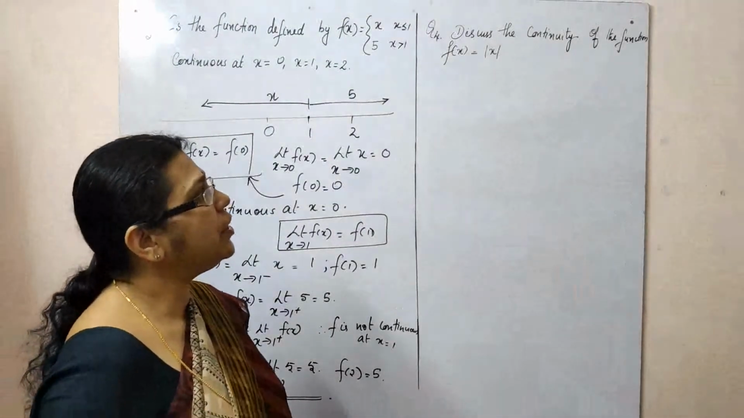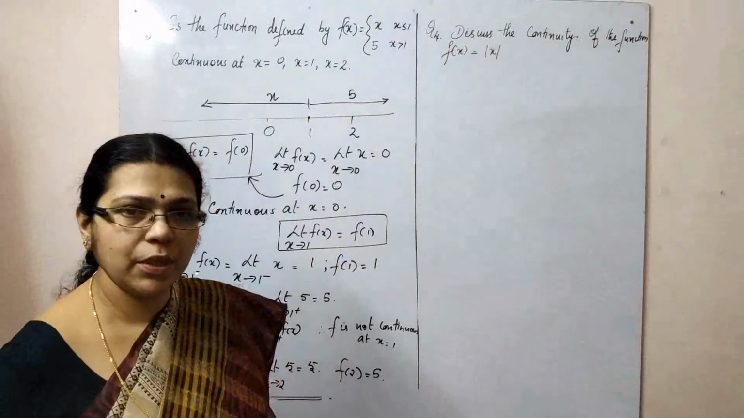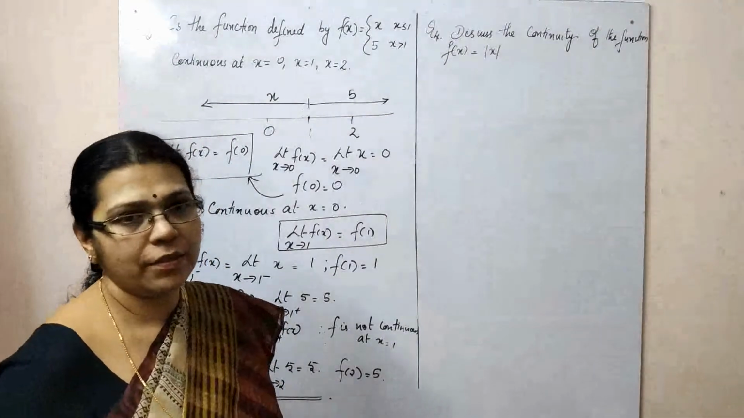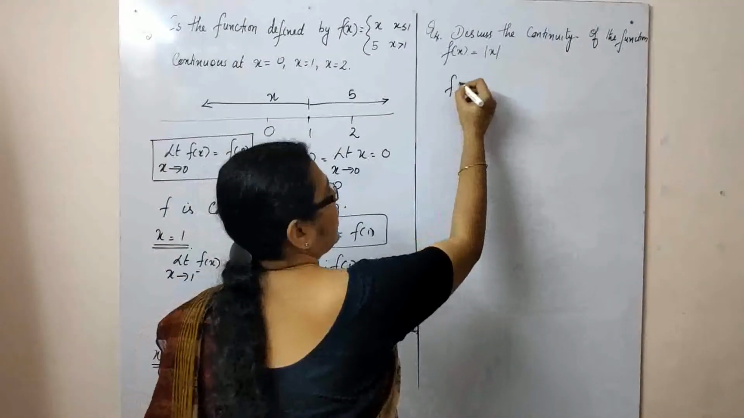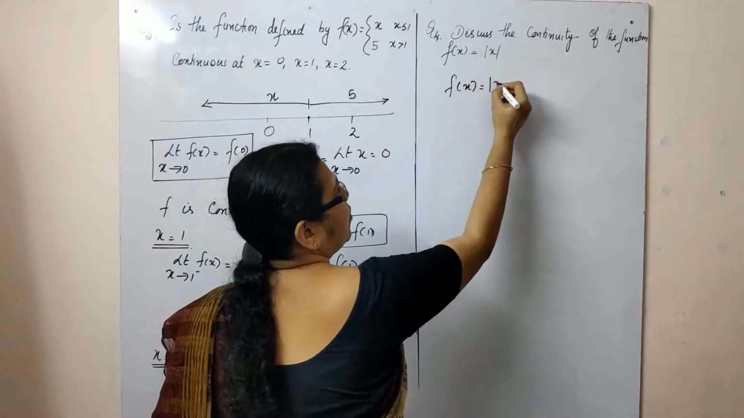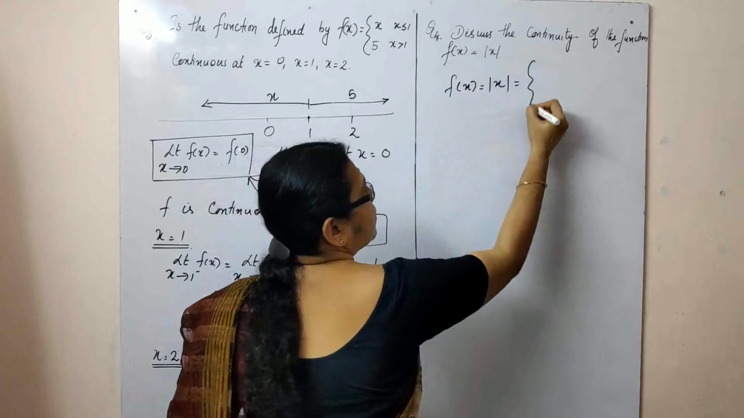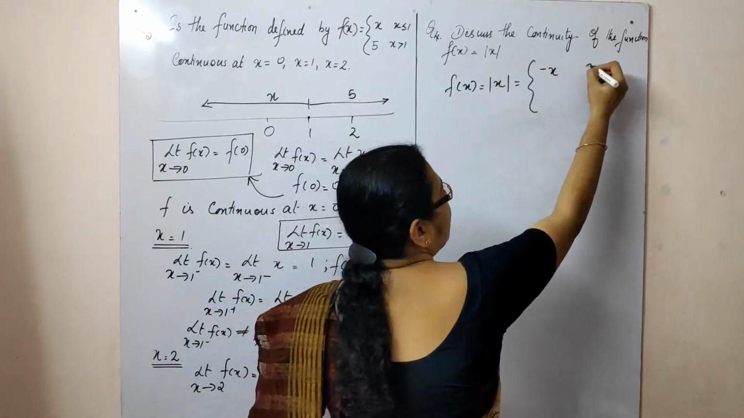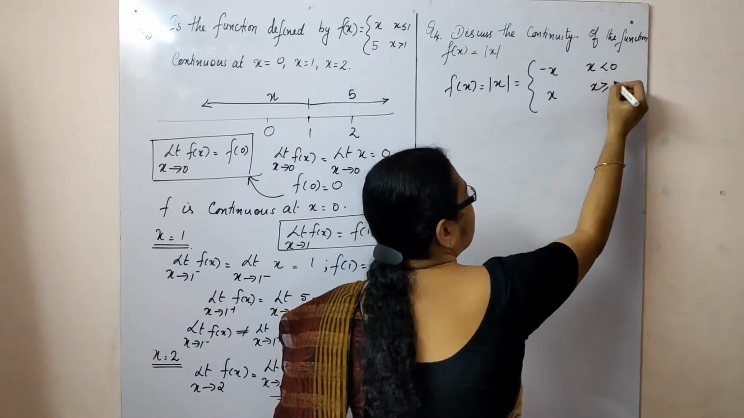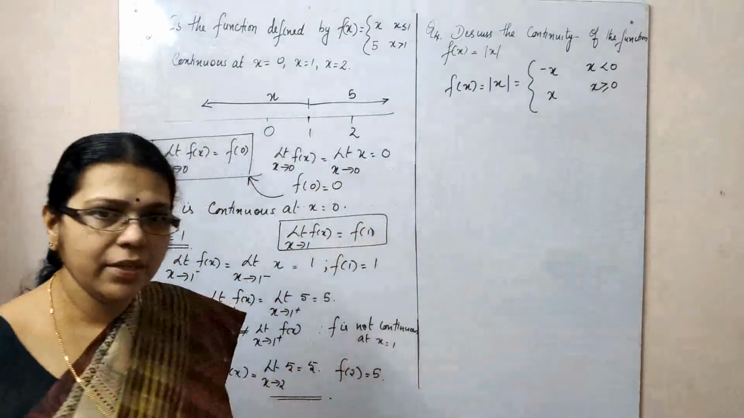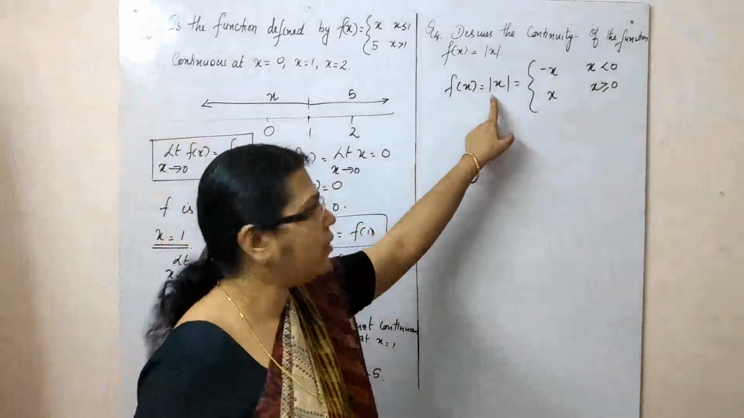Discuss the continuity of the function f of x is equal to modulus of x. What is f of x here? Modulus of x. Let us see f of x in detail. F of x is equal to mod x. How will I split this? It is minus x for the values of x less than 0 and x for the values of x greater than or equal to 0. We have already discussed modulus value of x.